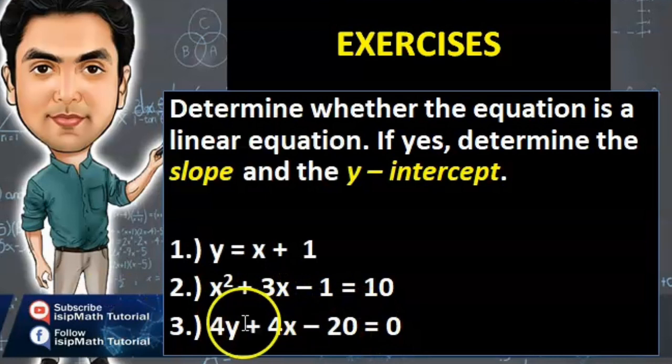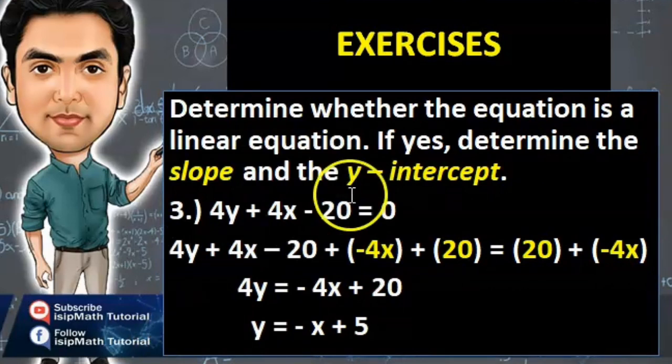Okay, so since this is a linear equation in two variables, 4y plus 4x minus 20 equals 0, we have to determine the slope and the y-intercept. Dapat i-rewrite po natin sa form of y equals mx plus b para po malaman natin yung slope m at saka si y-intercept.